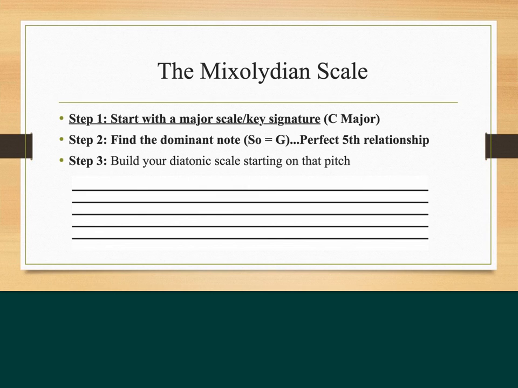The final scale that we will be discussing today is the Mixolydian scale, which is also known as the dominant scale. So that means, from a relative perspective, we would go up a perfect fifth to the dominant of the major scale, and that will become the tonic of the Mixolydian scale. So in this case, again, we're thinking of C, up a perfect fifth from C is G, and that would become our tonic of the G Mixolydian scale, with the same key signature as C major.